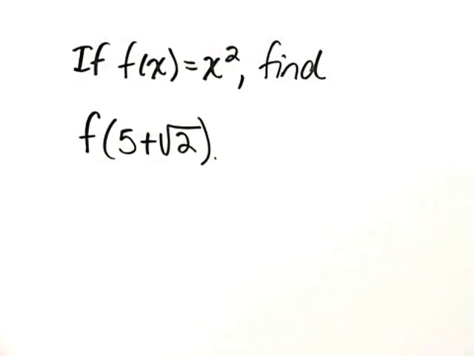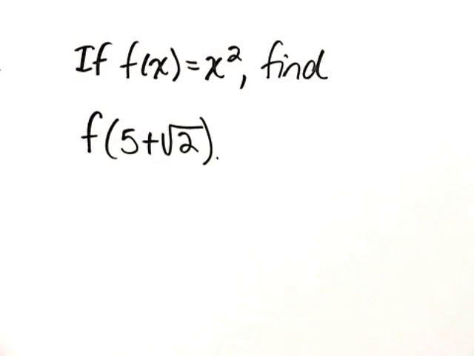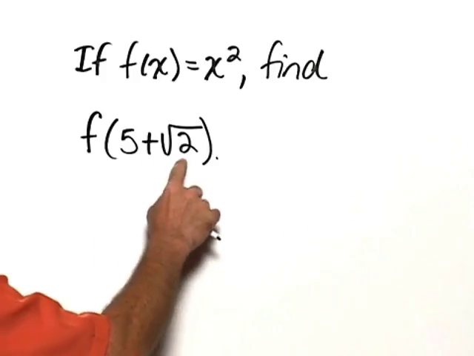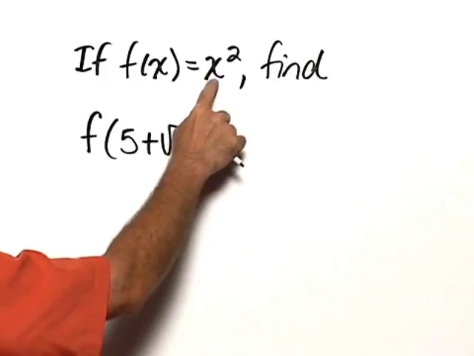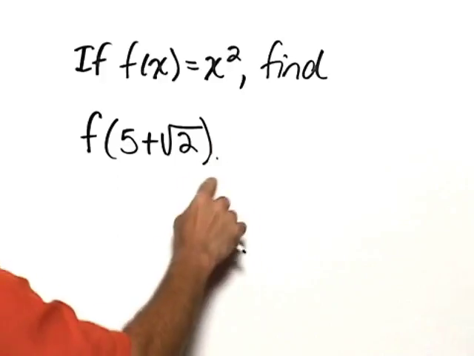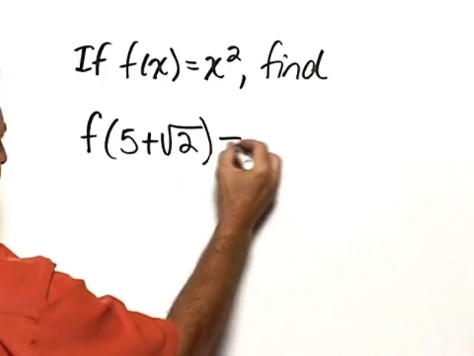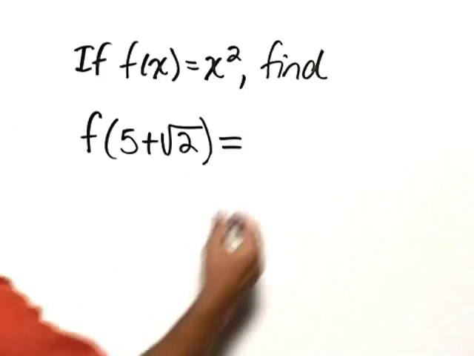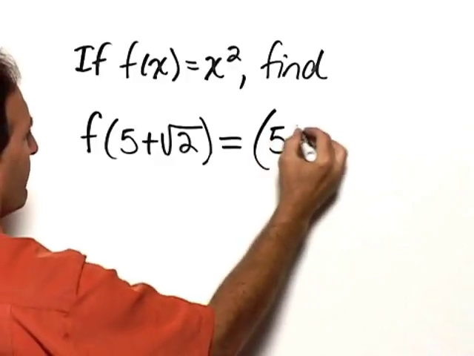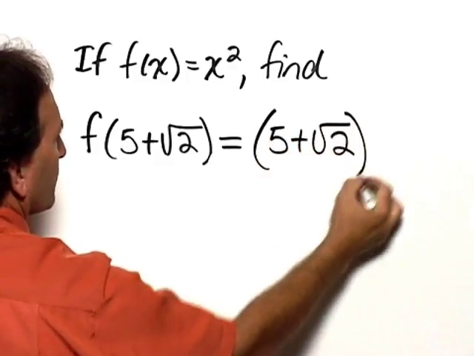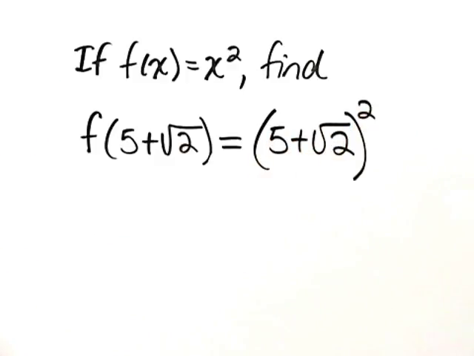If f of x equals x squared, find f of 5 plus the square root of 2. So what we're going to do here is substitute 5 plus the square root of 2 in place of x. So let's put an equal sign here, and now write 5 plus the square root of 2 quantity squared.